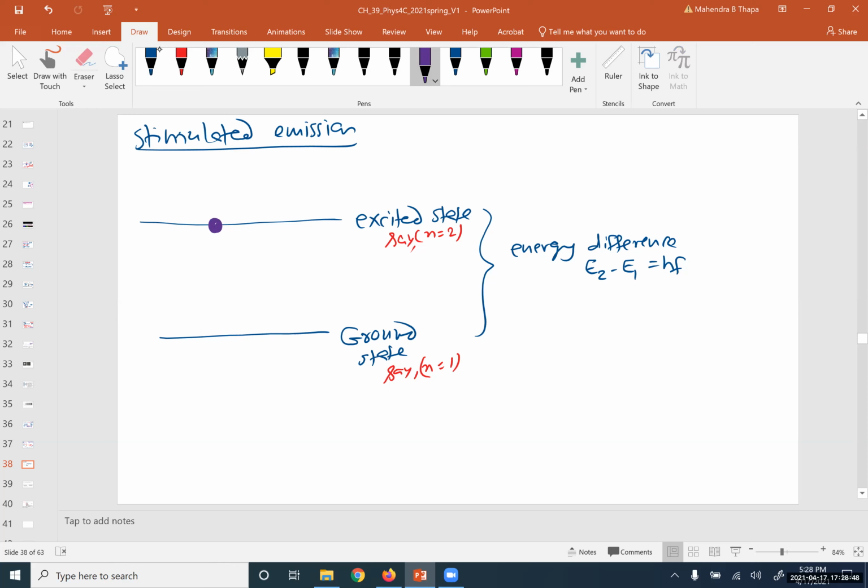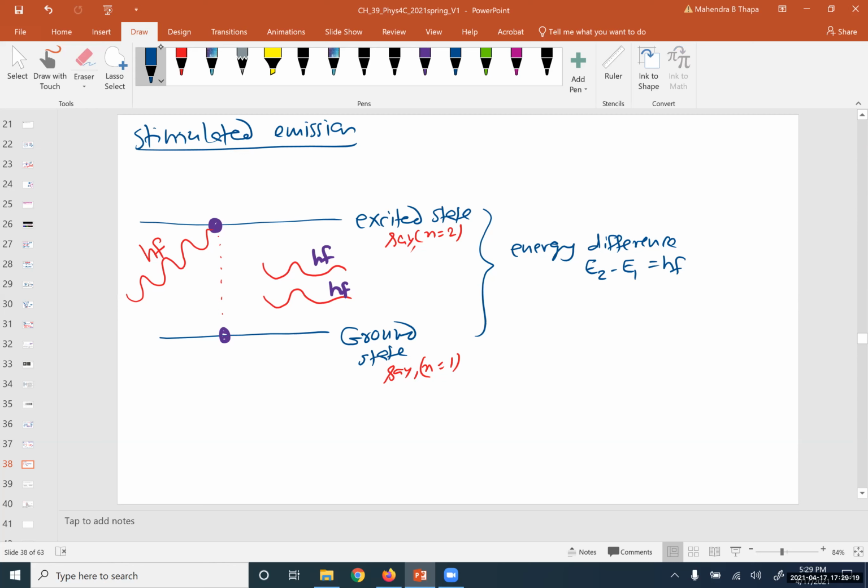So if we strike this electron at the excited state with exactly the same energy hf, then we have two photons. The incident photon, and when this electron jumps to the ground state, it also emits energy. So one has energy hf, the other also has energy hf. So this is the example of stimulated emission.